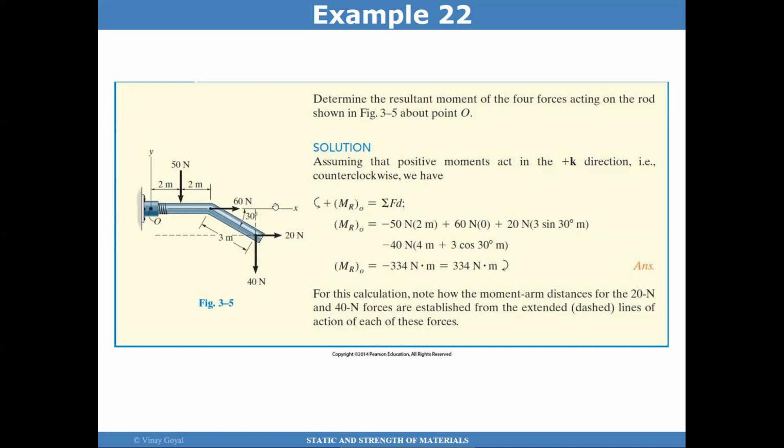We have to find this distance. Again, use trigonometry to find this height. We know that this is 3 meters and this is 30 degrees, so we should be able to find this height. With that information, I have 20 newtons times that distance, and that will give us the total moment that these 20 newtons will produce. We can add all these numbers, and we'll then in this manner determine the moment due to these four forces.